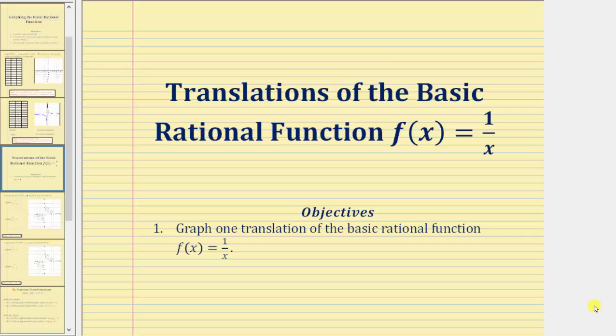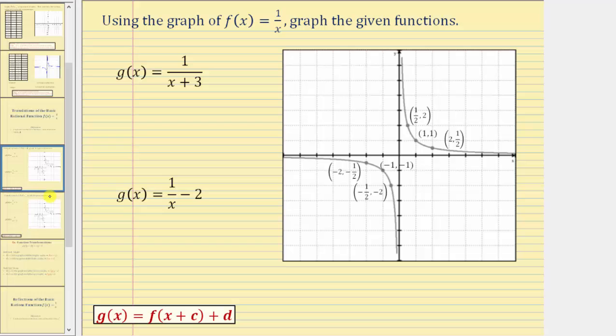Welcome to a lesson on how to graph a translation of the basic or parent rational function f of x equals 1 divided by x. This video does assume we're familiar with the basic rational function f of x equals 1 divided by x, which is graphed here. And we're first asked to graph g of x, which equals 1 divided by the quantity x plus 3, as well as g of x equals 1 divided by x minus 2.